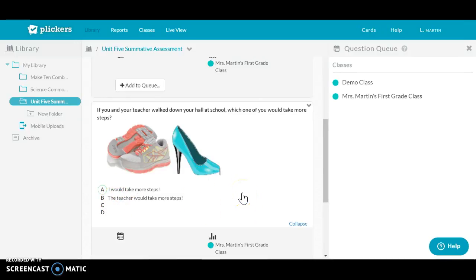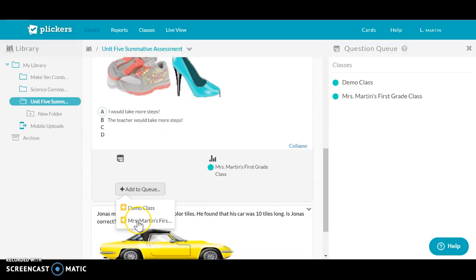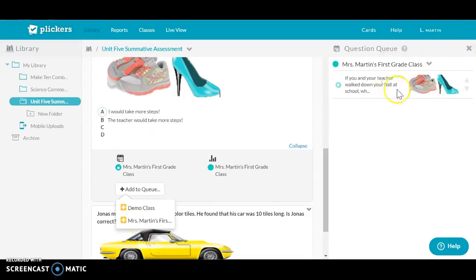Whenever I want to give this question to my class, I would add it to my queue, indicate the correct class, and it would appear here in my queue. I could then select the question from my smartphone when my computer is in live view, and it will allow me to scan my students' responses.